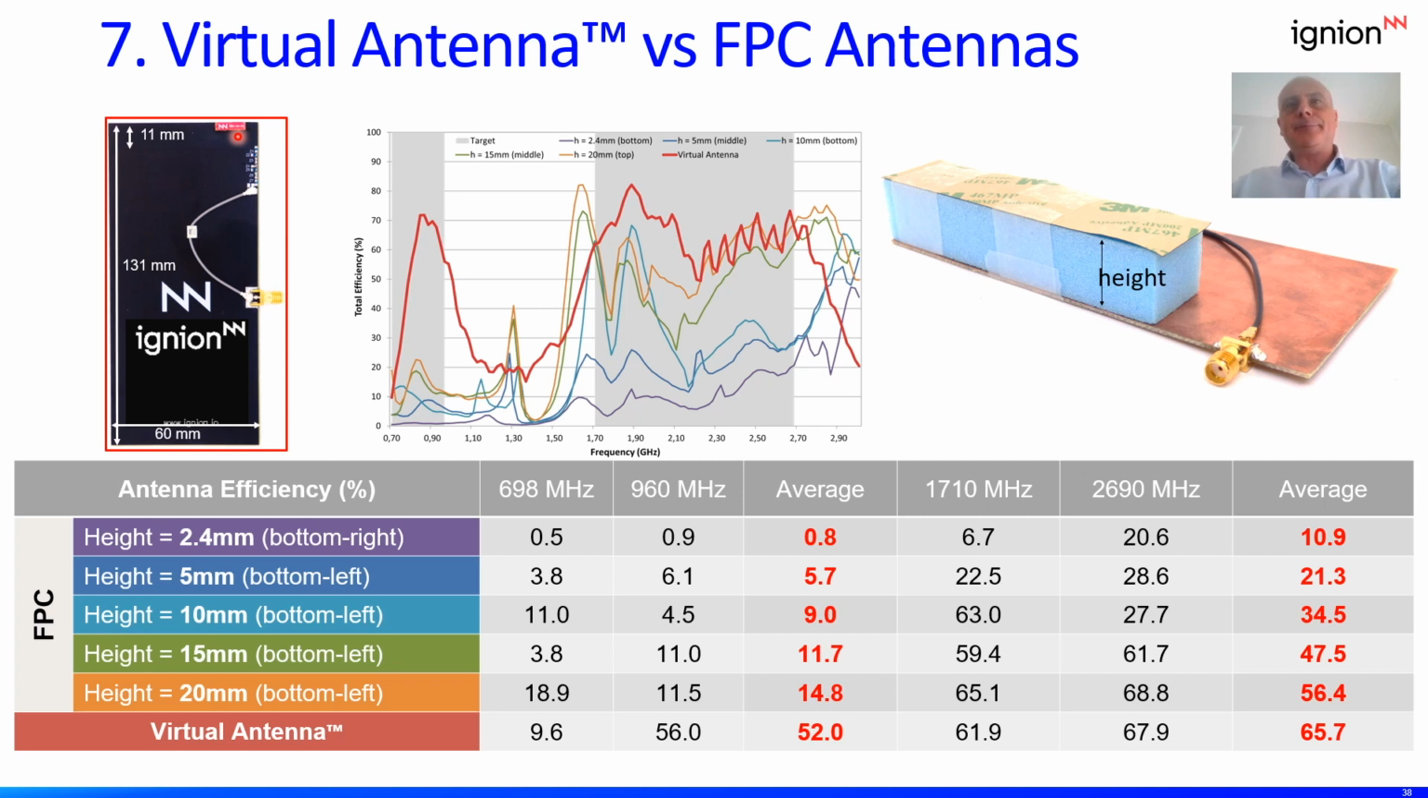And not only that, there is another drawback with this technology: depending on the position of the FPC on the PCB, the performance is going to change. So this is not predictable once you need to build hundreds of thousands of these devices. Whereas with virtual antenna, once the position is fixed, you will always get the same performance.